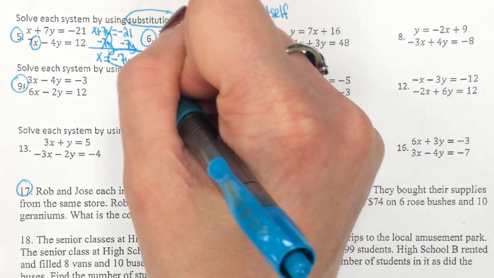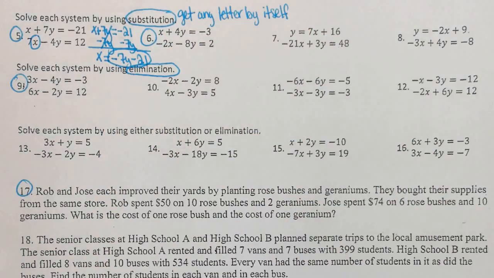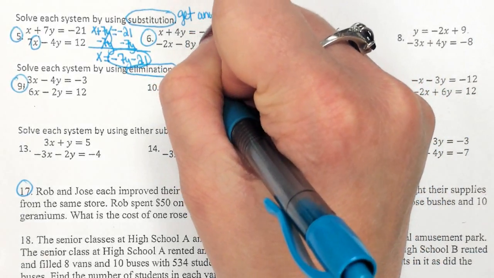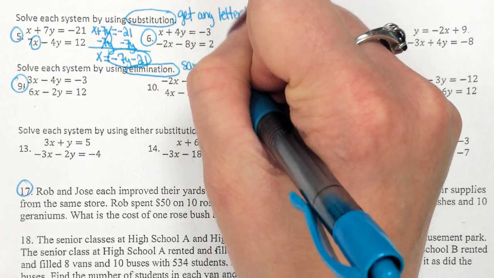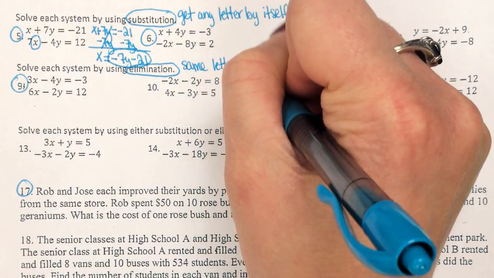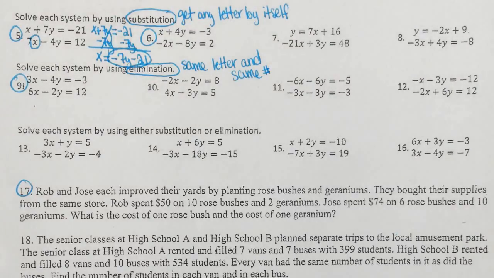All right, what about the next ones? The next ones, they want you to use elimination. How do you have to do elimination? We've done 1,000 of these, which is why we're only doing one of them. There you go. So you got to get the same letter and the same number. We've done 1,000 of those, so you should be good.